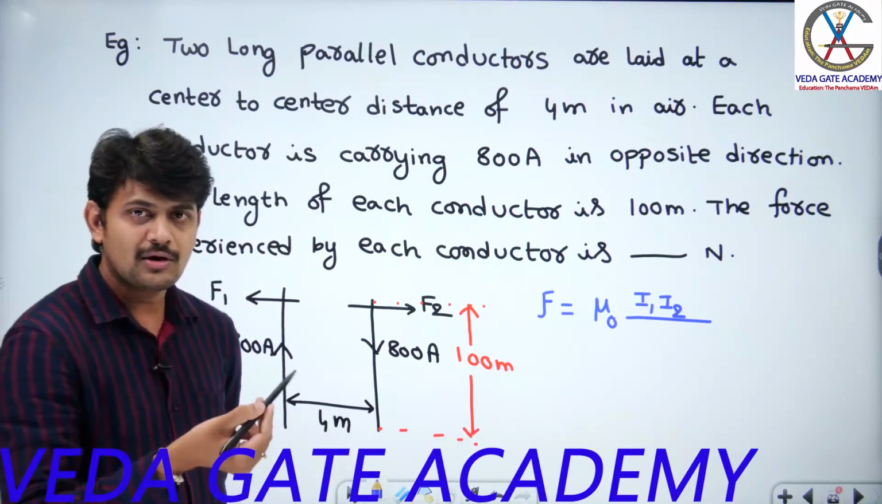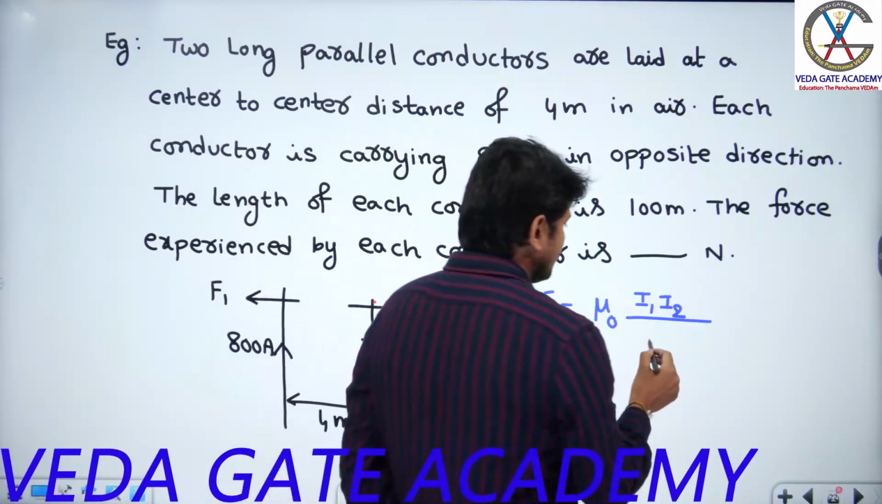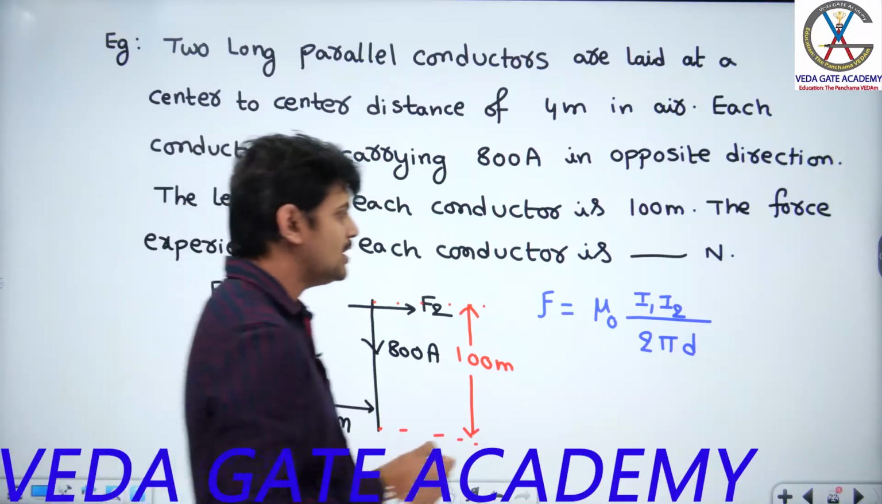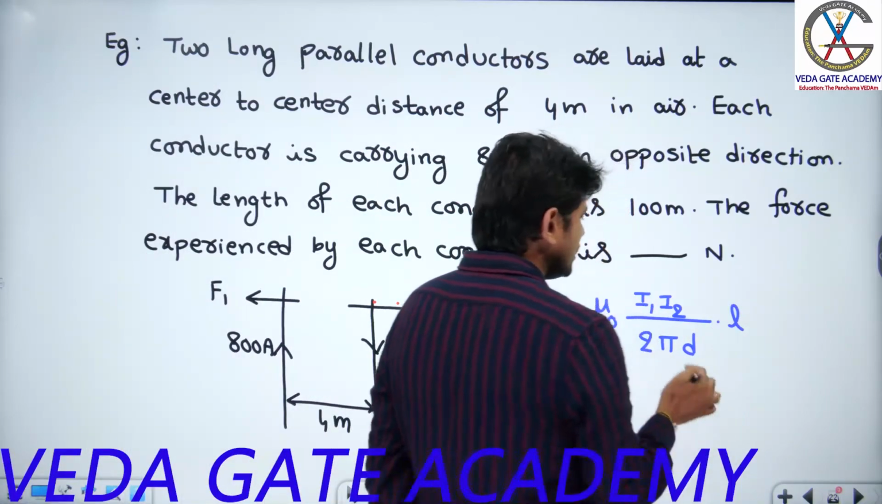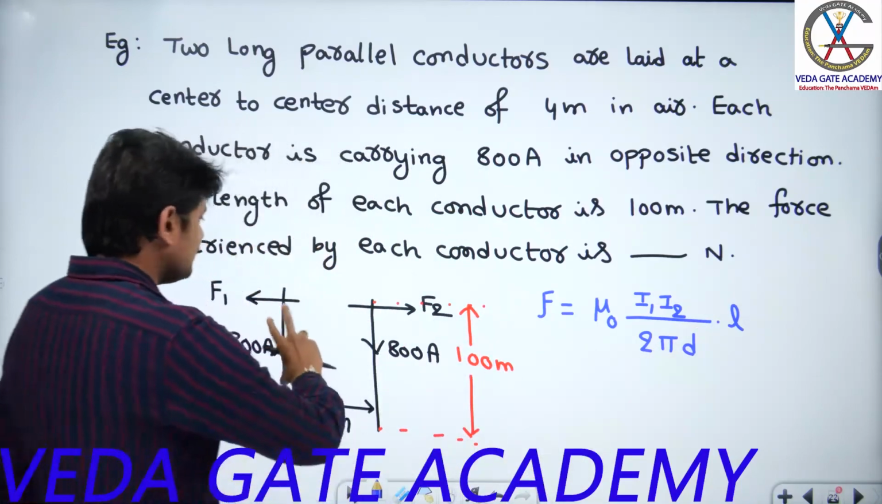mu naught into mu r, where relative permeability for the air medium is 1, I1 into I2 divided by 2 pi d, where d is the perpendicular distance between these two conductors, into L, the length of the conductor. So here the only parameter which is varying is this length. But here the length of each conductor is the same.